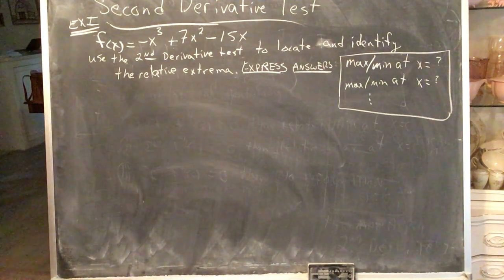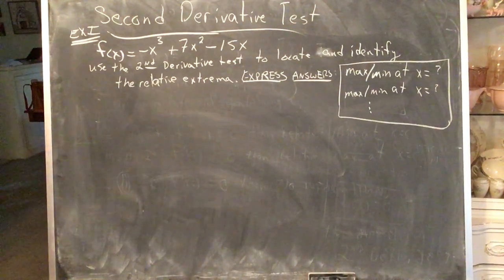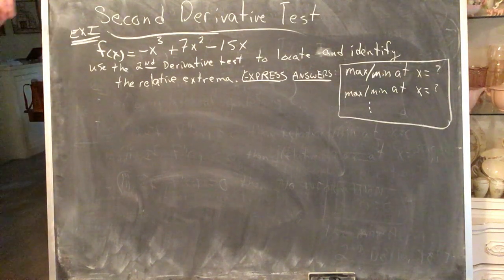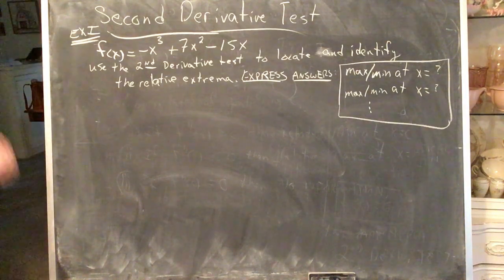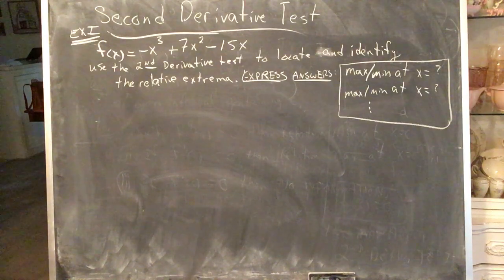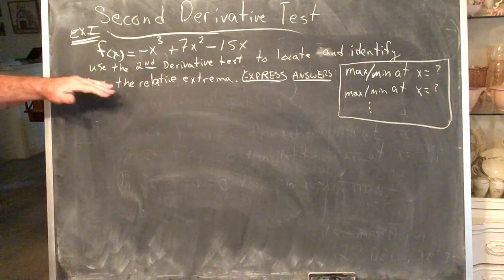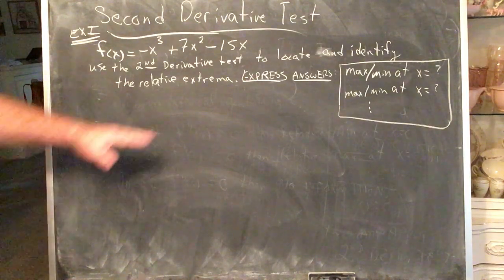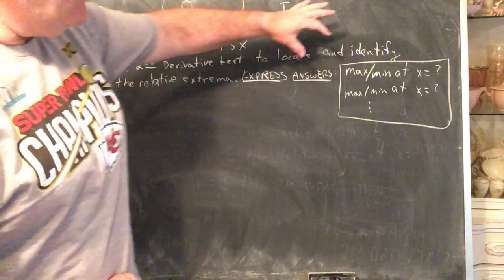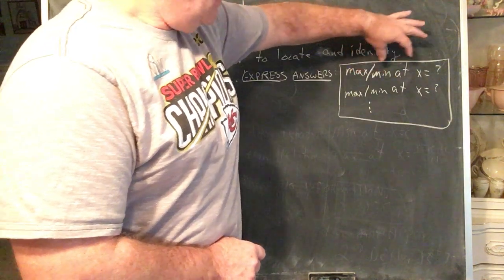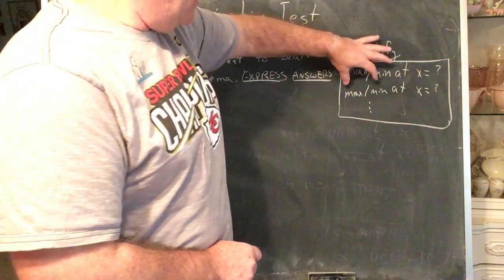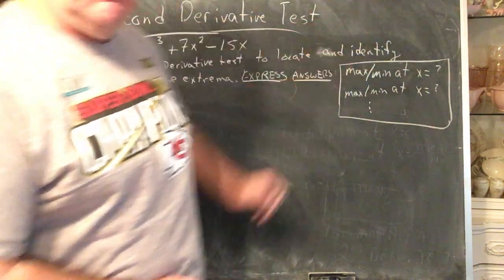Okay, so now we're going to work through a specific example of the second derivative test. This is example number 1. Here's the function: negative x to the third plus 7x squared minus 15x. We're going to use the second derivative test to locate and identify, so say where they are and what type they are, the relative extrema. We're going to express the answers as either a maximum or a minimum at x equals a specific number.